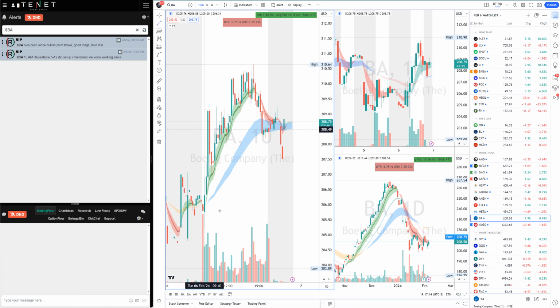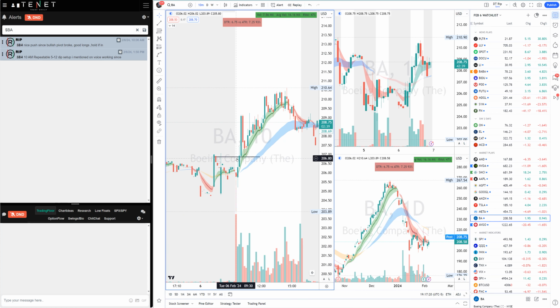Here it breaks the pivot. I told everybody it's breaking the pivot, and then it dipped to the 512. The pivot that it broke became new support. This is my repeatable setup that I teach everyone. Dip to 512s and then continue to push.